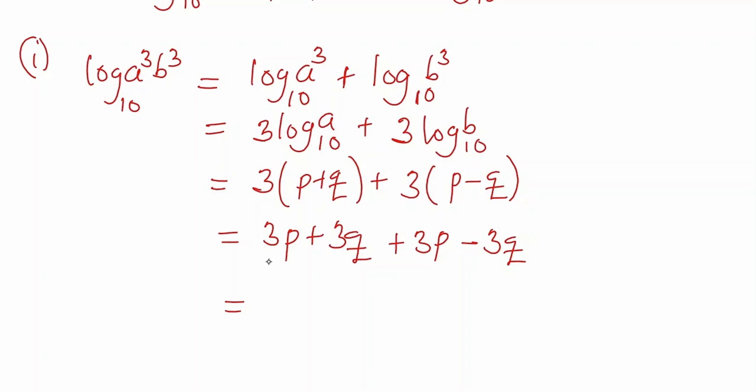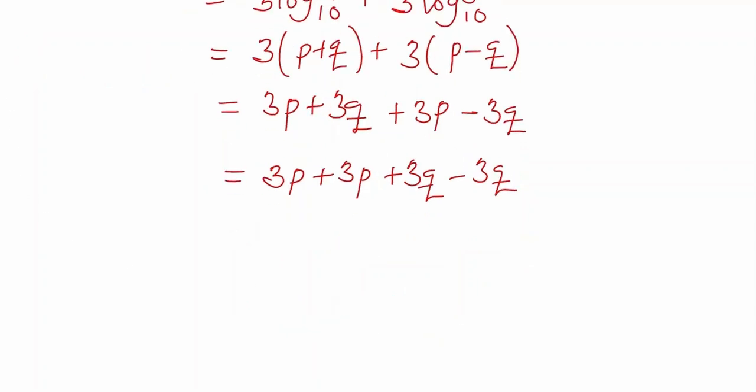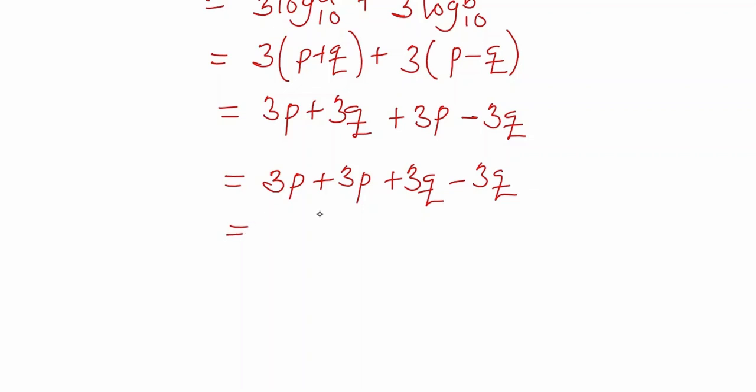Now at this point, we can group like terms by first bringing the P's. So we have 3P, the first 3P here, and we have the last 3P, and the first 3Q here, so plus 3Q, and the last 3Q, so minus 3Q. Now if that continues, then we can see that 3P plus 3P gives us 6P, and 3Q minus 3Q gives us 0. So that is that.